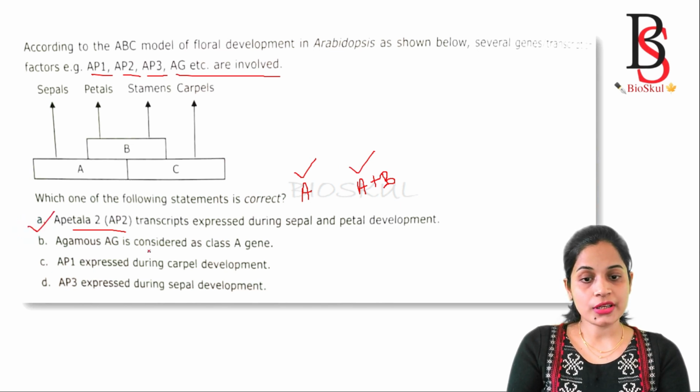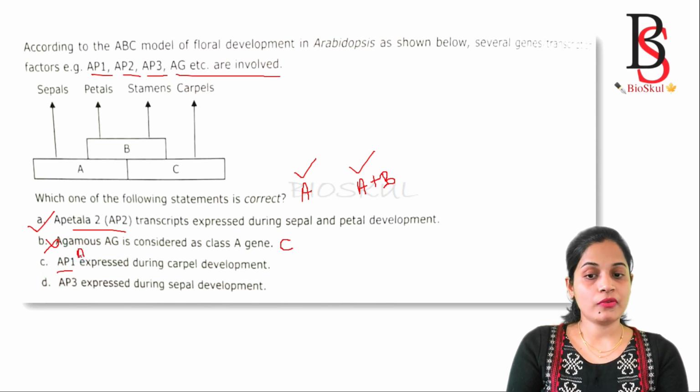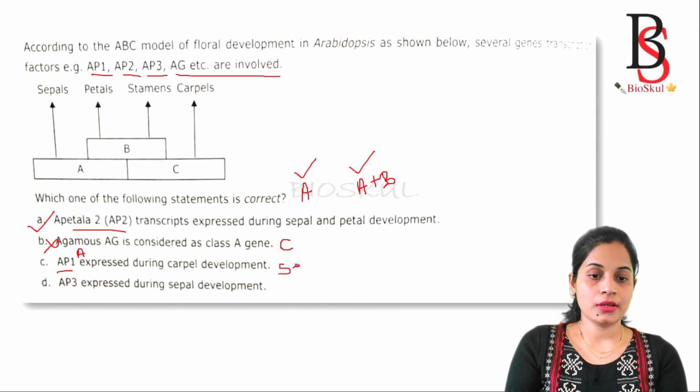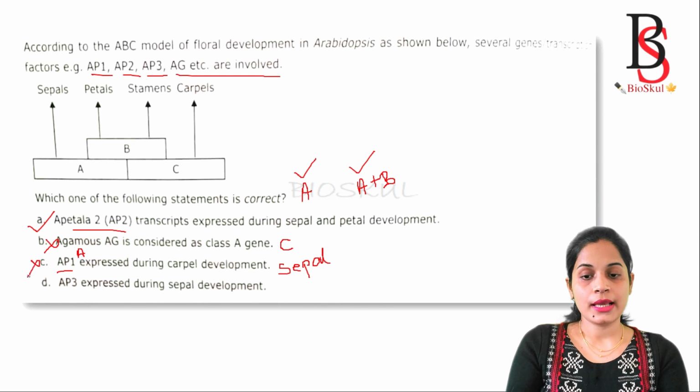Agamous is considered as a class A gene. No, it is considered as the gene of which class? That is C. So, this one is wrong. AP1 expressed during carpel development. AP1 is the class A gene. So, what will it form? It will form the sepal. It will never form the carpel. So, this one is also wrong.